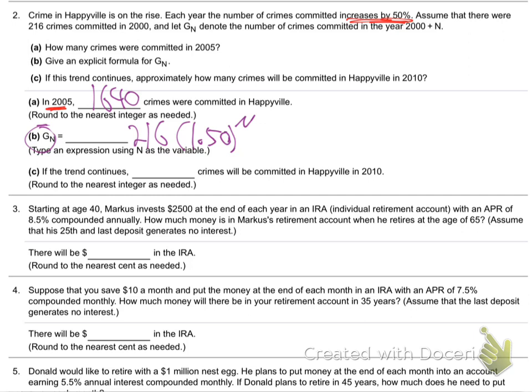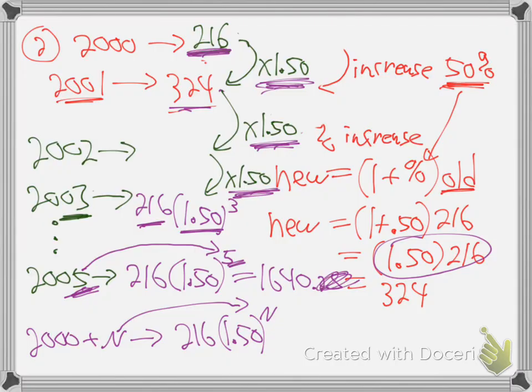And then part C, if the trend continues, how many in 2010? So we just plug in 10 years. Exactly. So for 2010, it's going to be 216 times 1.50 to the 10th. Hit the buttons on your calculator. Wow, it's a lot of crime. Happyville is not so happy. That's if it increases every year by 50%, right?